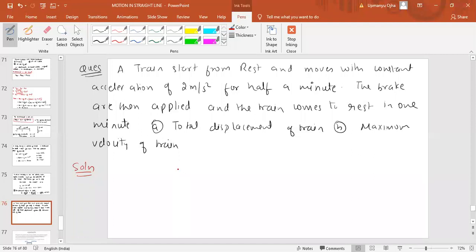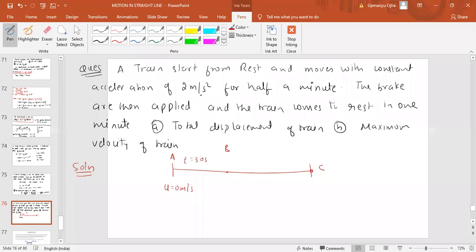Okay, so let us draw it first of all. See, the train starts from rest. So let us suppose the train starts from A point, B point, and this is the C point. The train starts from rest with a constant acceleration of 2 meter per second square for half a minute. Means if the train starts from point A, initial velocity is 0 meter per second. For half a minute means 30 seconds.